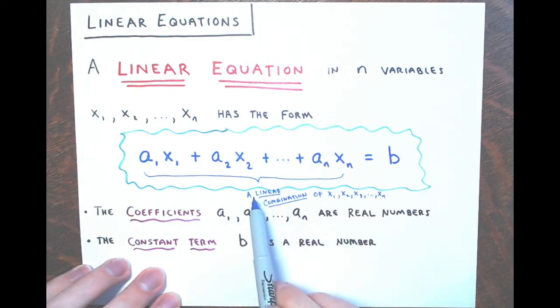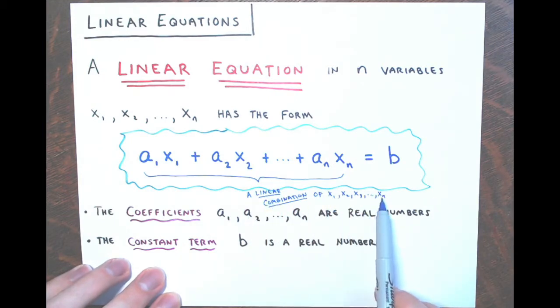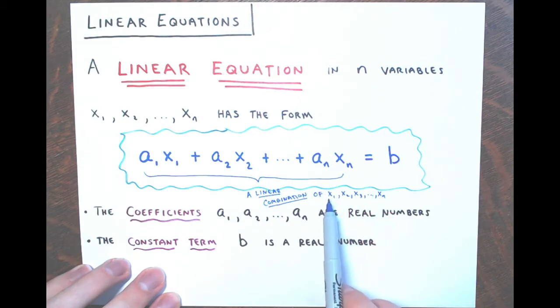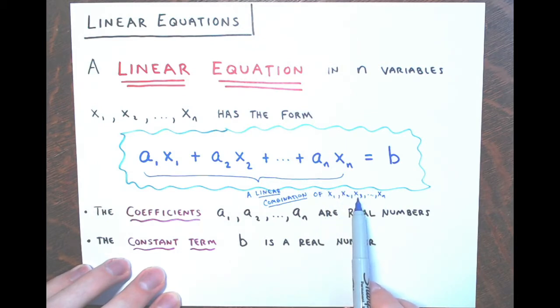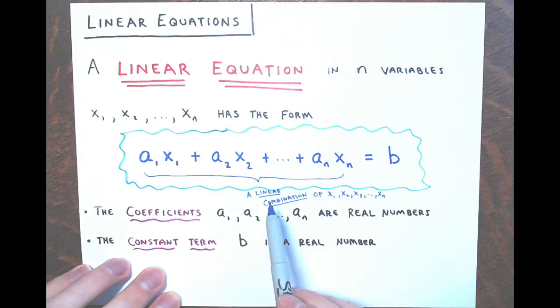Alright, so when I talk about a linear combination of some stuff, it just means you're adding up multiples of those things. Some number times x1 plus some number times x2 plus some number times x3 plus dot dot dot plus some number times xn. That's all a linear combination is. And again, the words linear combination come up a lot in other videos, especially if you're in a linear algebra class.